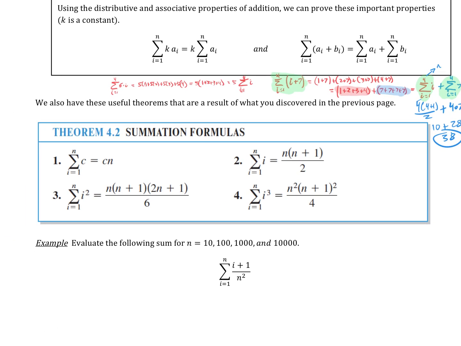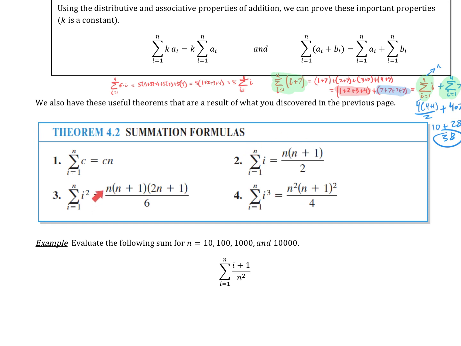Okay, if we have the sum of some constant c, like the 7 we just saw, then that'll just be n, whatever number's up here, times the 7, or c. If we have the sum of i, now notice i is the counter, that's the sum of the natural numbers. That'll give us n times n plus 1 over 2. So whatever number this is, plug it in.